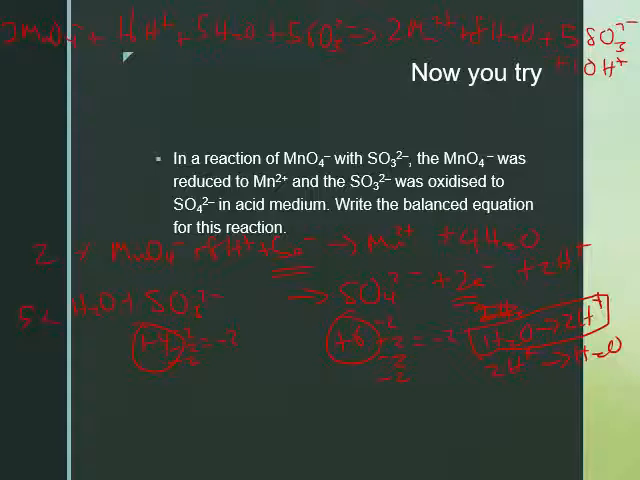And then I simplify 5, I make this to 3, this is 6, and this is cancelled off. So I have 2MnO4 minus plus 6H plus plus 5SO3 2 minus gives 2Mn2 plus plus 3H2O plus 5SO, oh sorry, this is SO4 2 minus.